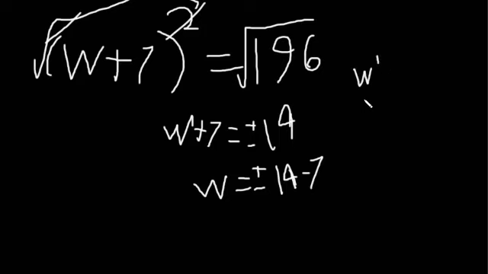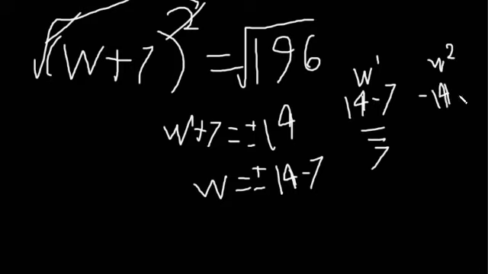Now, to get the value of w, we need two different subscripts. w sub 1, which means our first value and represents positive, and w sub 2, which as you guessed, represents negative. So now, positive 14 minus 7 equals 7, of course, and negative 14 minus 7, as you guessed it, is negative 21. And so, that concludes how to solve quadratic equations by extracting square roots.